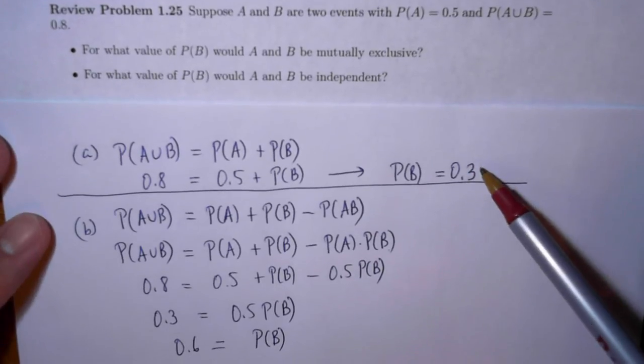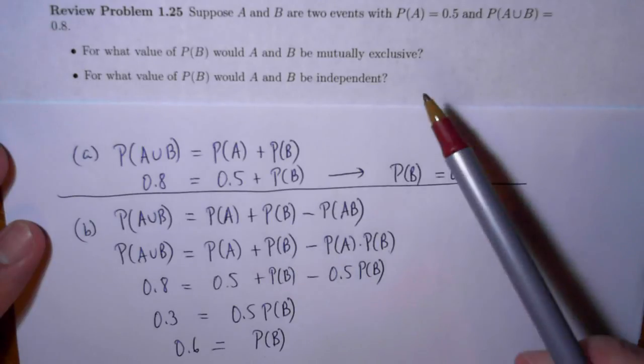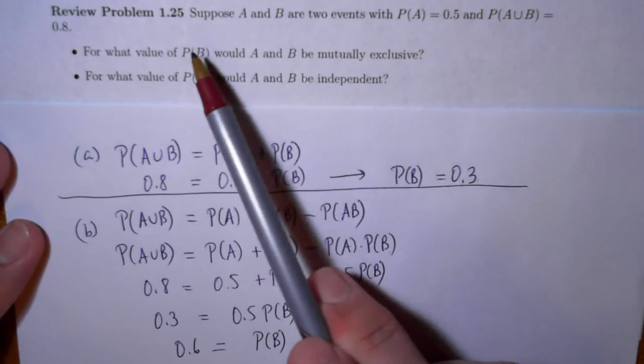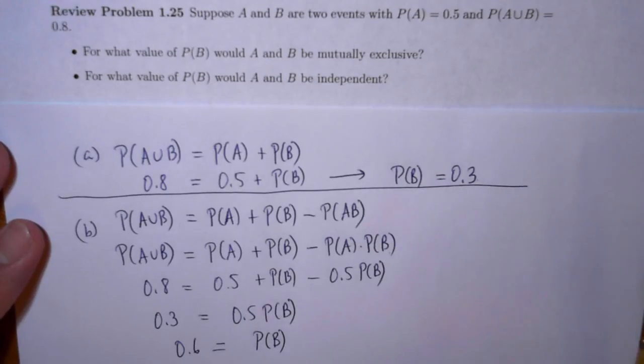So if the two events are mutually exclusive, then the probability of B must be equal to 0.3. With these conditions up here, if the events are independent, then the probability of B must instead be equal to 0.6.